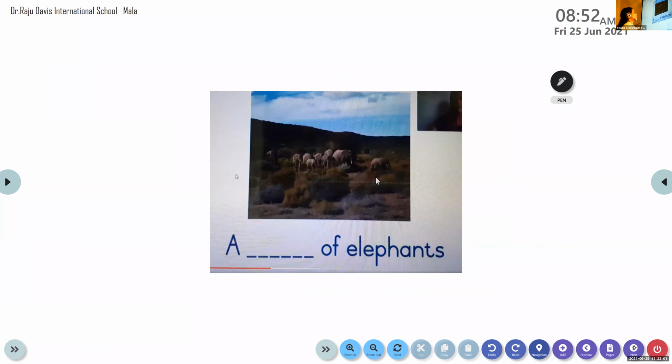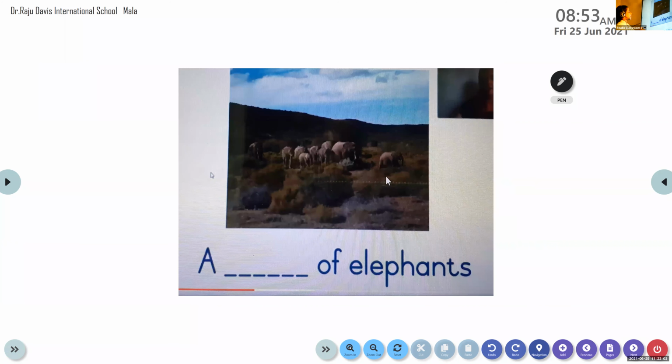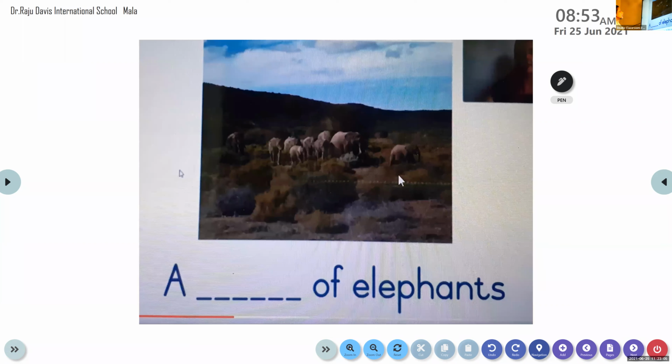Now let's move on to the next one. What can you see in this picture, children? A group of elephants. For a group of elephants, what do we say? Yes, so that's also something we have to learn. The collective noun used for a group of elephants is herd of elephants. What do we say?